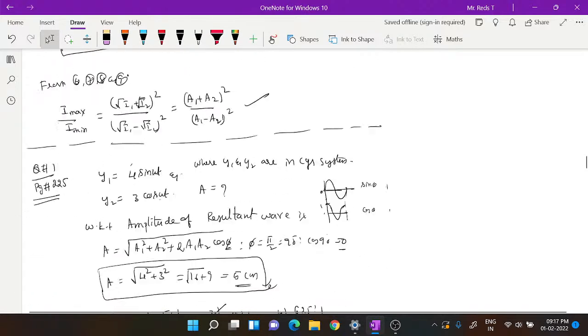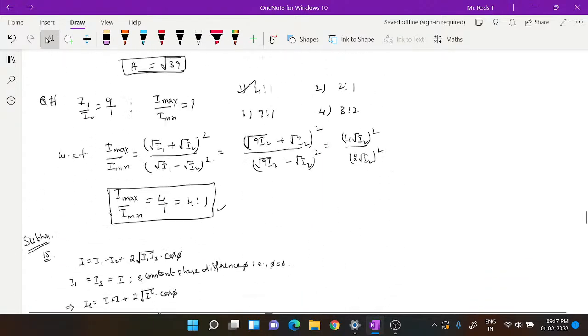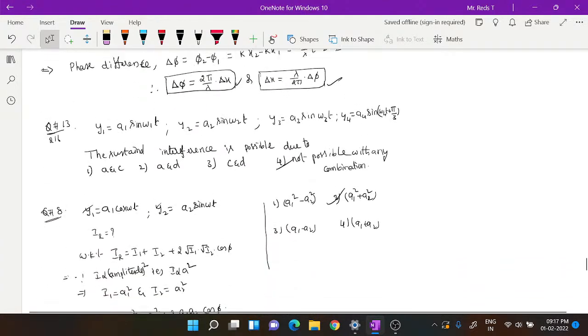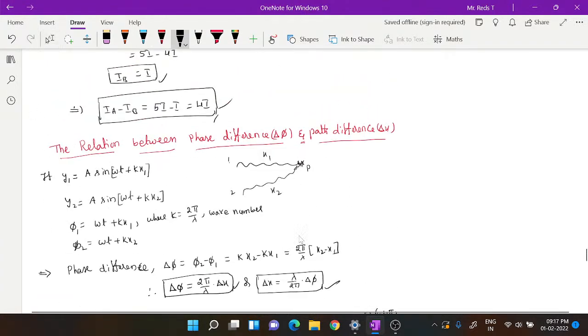These points you have to remember and you have to apply here in Young's double slit experiment. And I have also discussed the relation between phase difference and path difference. This also you have to remember: delta phi is equal to 2 pi by lambda into delta x. Here delta phi is the phase difference.